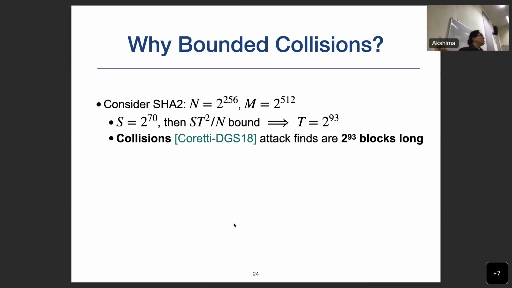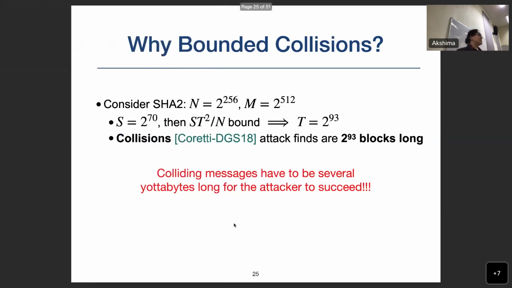But also you would get collisions that could be 2 to the 93 blocks long. And 2 to the 93 block long collisions are basically yottabyte long collisions. This makes no sense. Finding such collisions in applications makes no sense. So even if you are getting such an attack on Merkle-Damgard, practically it could be irrelevant.